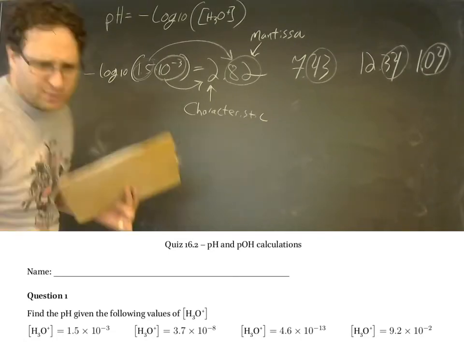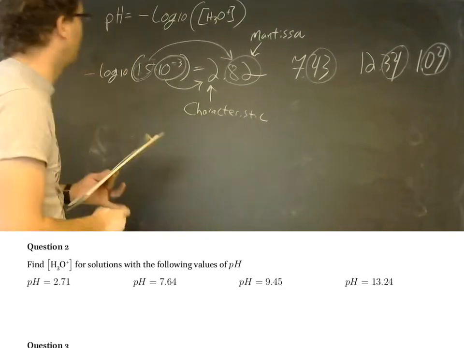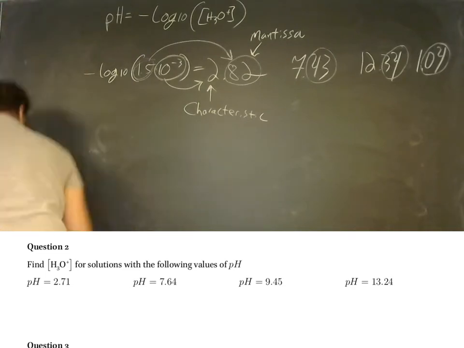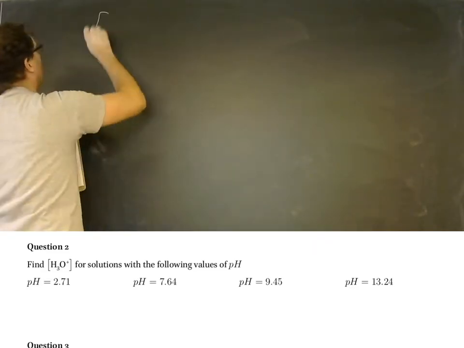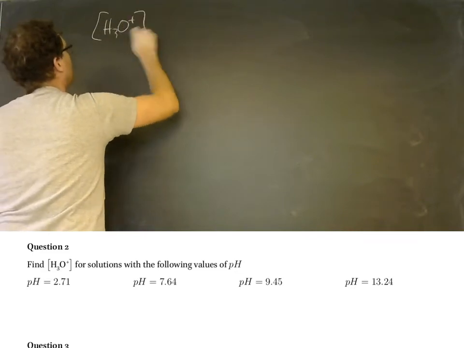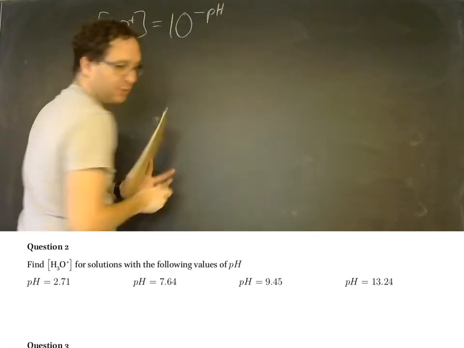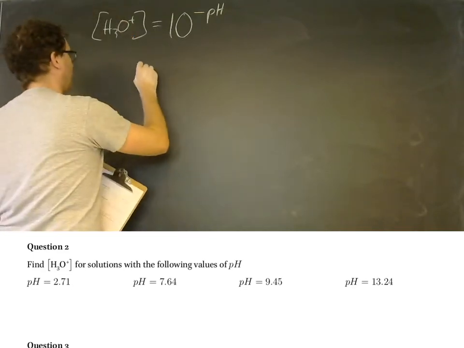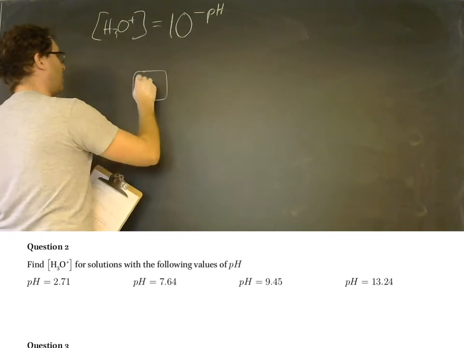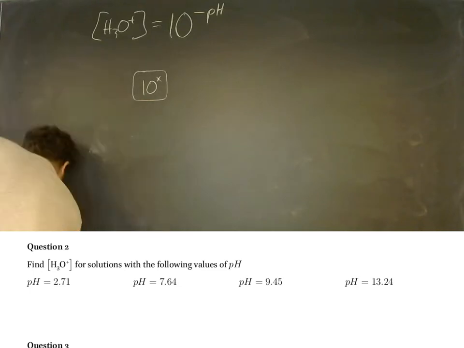So question 2 says find the H3O+ concentration for given values of pH. Let me erase all this. We're doing the inverse. Now we know that H3O+ is equal to 10 raised to the power of the negative pH. So you'll want to find the little button on your calculator that's going to be like that, 10 to the x. That's how you'll do this.